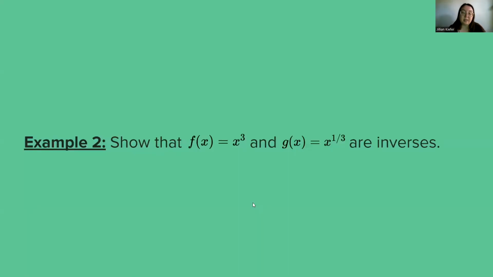So for example 2, we're going to show that f of x is equal to x cubed and g of x is equal to x to the power of 1/3 are inverses. So we're going to prove that two functions are actually going to be inverses. So let's go ahead and go on over to our notes.